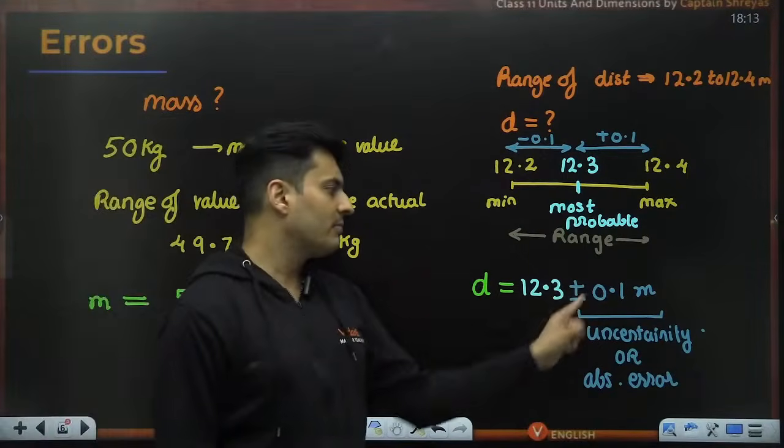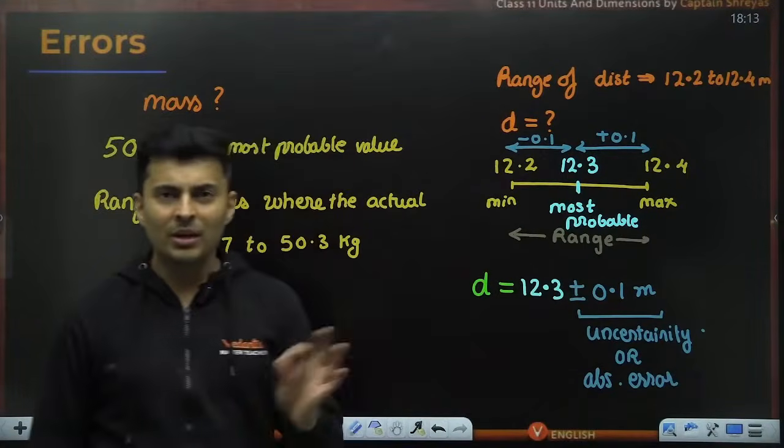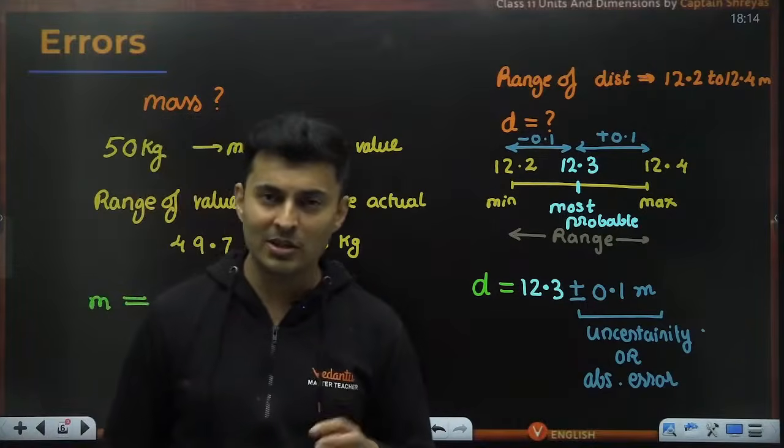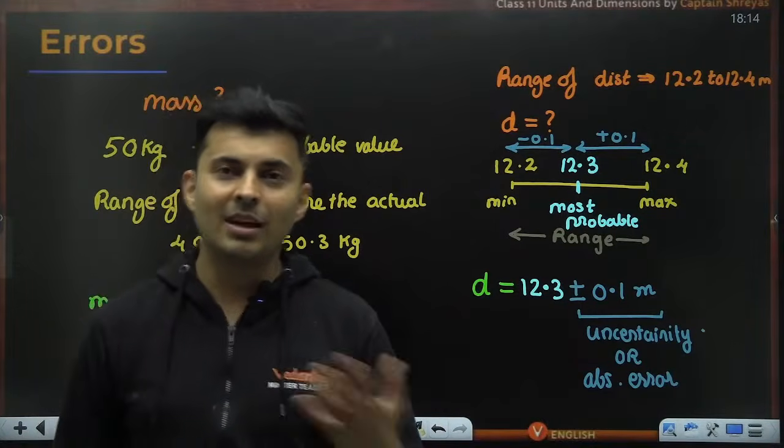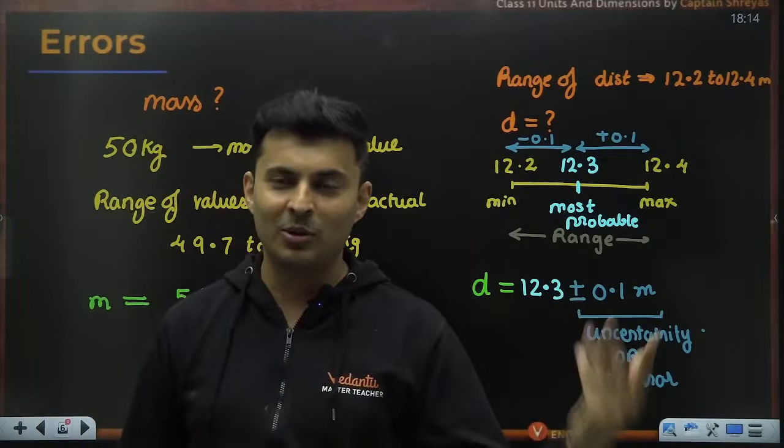You can never have this plus minus as 0, because then it would be perfect, unless it's a mathematical constant like pi and all of that.